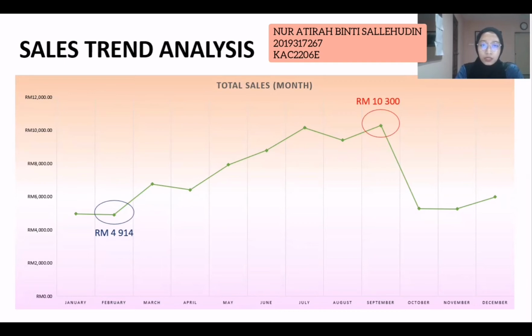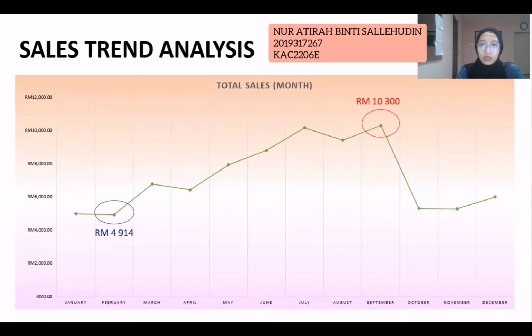The sales pattern shows a gradual increase until it reached its peak on September and massively drop on October, but it slightly increased again during December. The highest total sales is on September, which is RM 10,300, and the lowest is on February with RM 4,914.